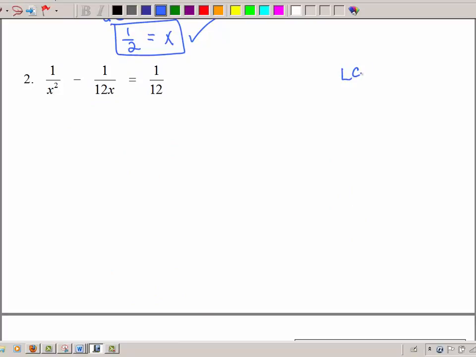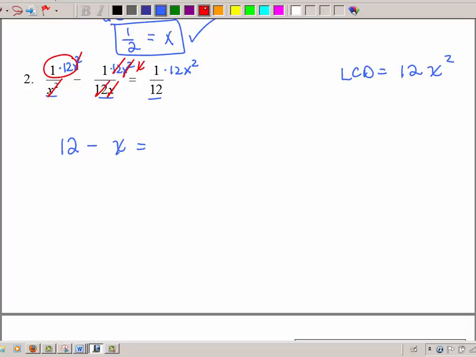So again, we want to find that LCD of all the denominators. Well, it's obviously 12. We have an x and an x squared. Remember, we keep the factor to the highest power, so it's 12x squared. So I want to multiply every term by that 12x squared. Then I'm going to reduce. The x squares cancel, and I'm left with 12. Don't lose the minus sign. The 12's cancel, and only one x cancels. So I have minus 1x equals, the 12's cancel, and I have 1 times x squared, which is just x squared.